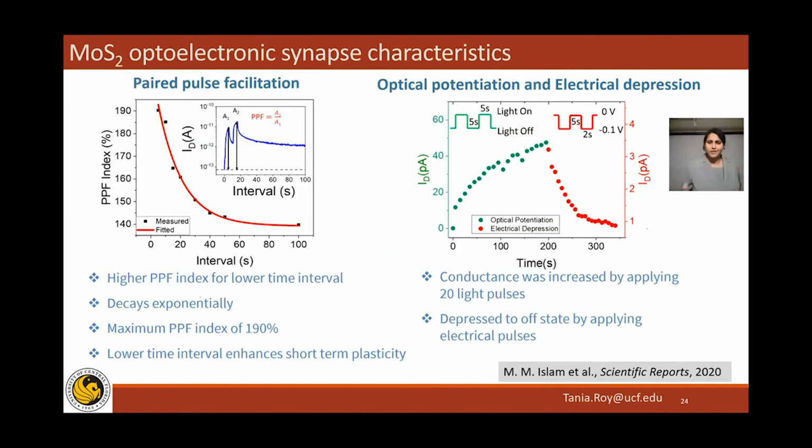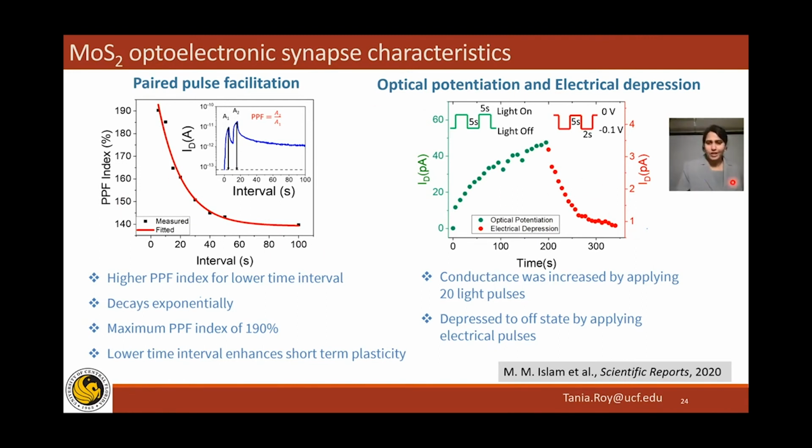So some synaptic characteristics need to be shown. One thing is paired pulse facilitation, PPF. If we are applying two pulses, this tests the effect of the first pulse on the second pulse. If the two pulses are far away in time, then the first pulse's effect will decay, basically. So that's the idea. We show paired pulse facilitation.